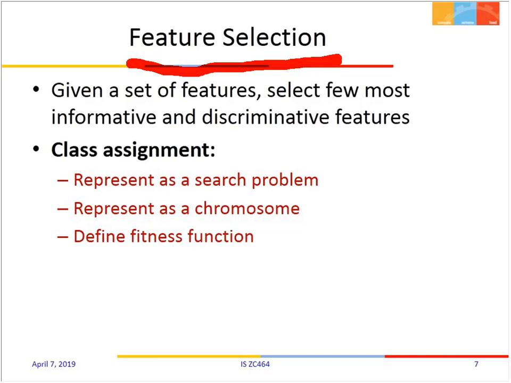So for this particular explanation, let me take N as 10. The N is taken as 10. So out of 10 features, I'm selecting only 4 features. So the number of selected features is equal to 4. Okay. So how do we express this as a chromosome? How do we express this as a chromosome?